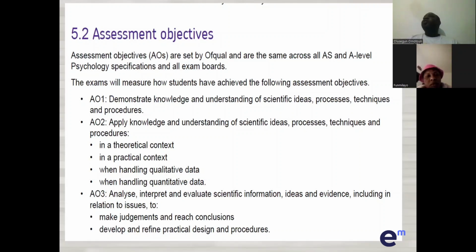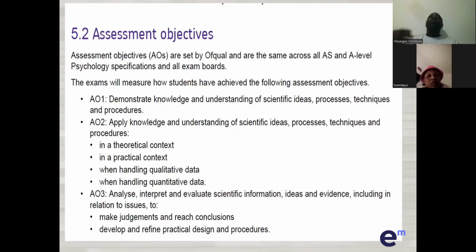Automatically, when you see a question like that, you know that question is measuring AO1 because it's only testing for your understanding and knowledge of concept. So when it asks you to define memory, then you must be able to tell us what memory is. Whatever other thing you write would not be necessary.